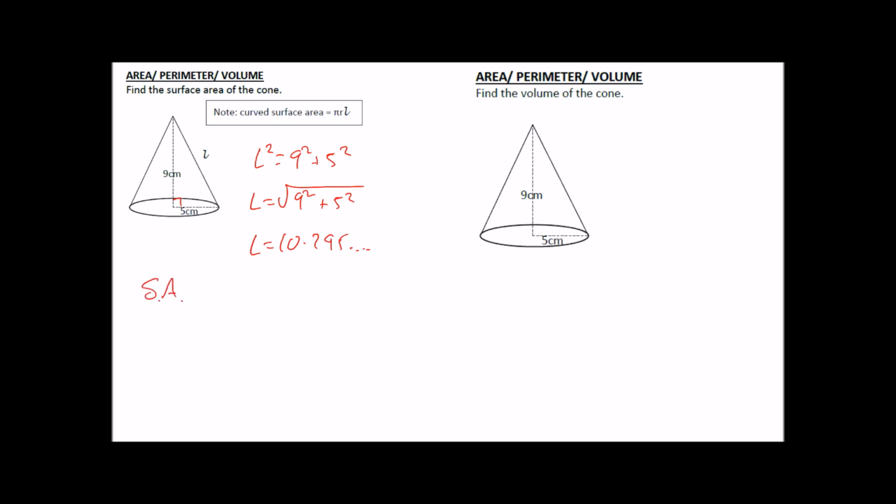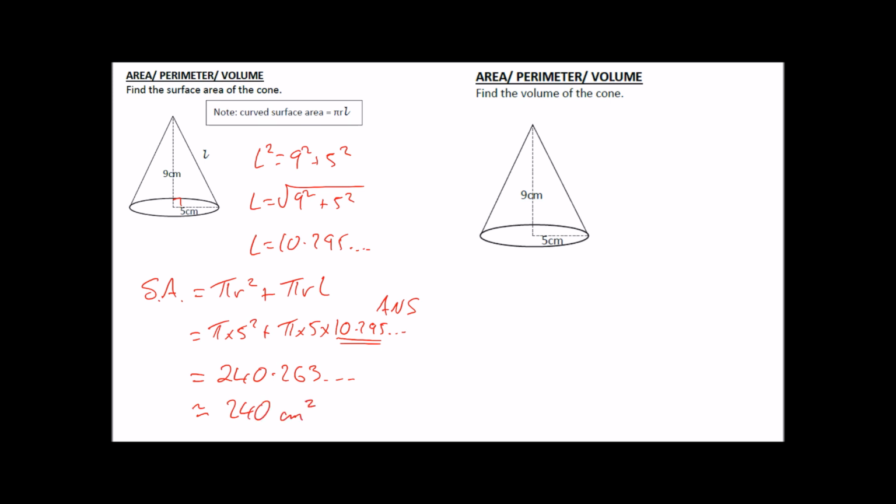So to work out the surface area of this, we need to work out the area of the bottom, which is a circle, so pi r squared, and then the curved surface area as well, and that's pi r l as given. So we're going to do pi times 5 squared plus pi times 5 times 10.295. Now, don't round that. You should be using your answer button there. So if you press ans, that'll put that bit in for you. And if you put all that in, you get 240.263 and so on. And then usually you'd round to whatever it asks you to do. So in this case, I'm just going to round that to 240, and it's centimetres squared, the surface area.